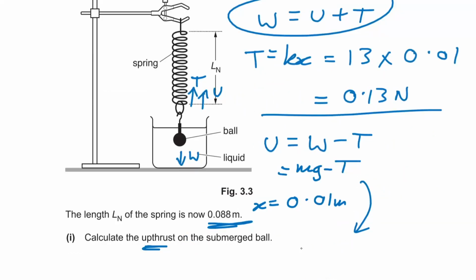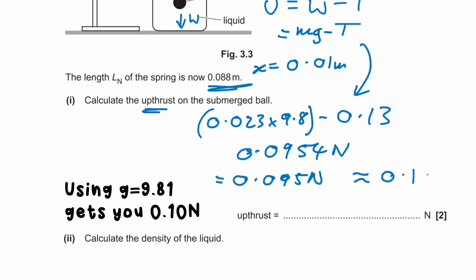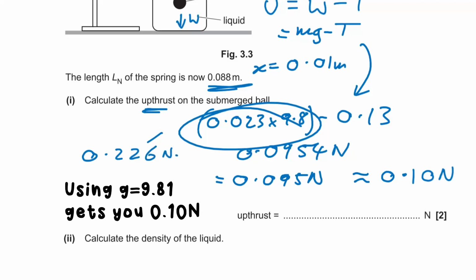So going down here, that's 0.023 times 9.81, take away our 0.13. That gives us 0.0954 newtons, but we should give our answer to 2 sig figs, 0.095 newtons. Their answer is actually 0.10 newtons, but that's just because they rounded this to 0.026 newtons. So that take away the 0.13 will give you 0.10 rounded to 2 sig figs.